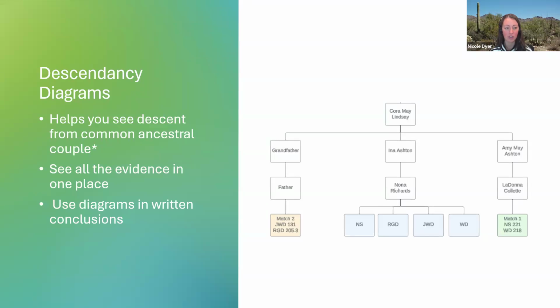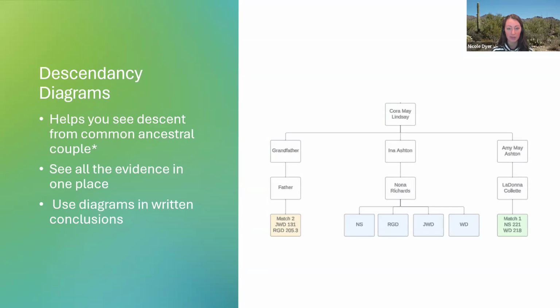However, there are some additional things that I really like about descent diagrams in Lucidchart or whatever program you use. One of them is that you can see all the evidence in one place. In order to see that evidence, you need to add the amount of shared DNA with your test takers so that you can see how much is shared and their descent from the common ancestor all in one place. You can also use your diagrams in written conclusions, whether it be a research report or a proof argument or some other form of conclusion, whether it's a presentation or an email report.